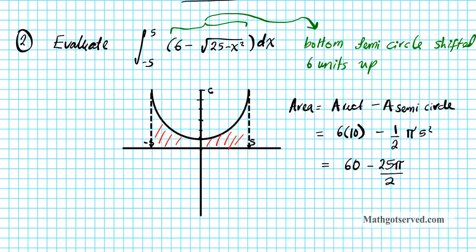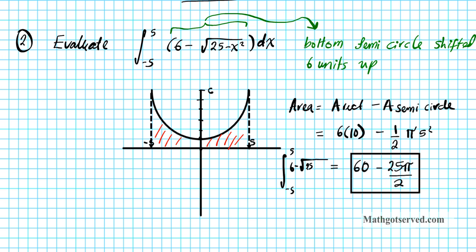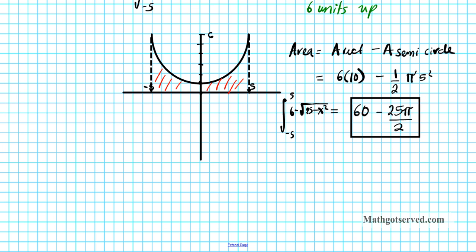So this is the value of the definite integral. Let's write on the left side of the expression what we're asked to find, the definite integral from -5 to 5 of 6 minus the square root of 25 minus x squared. So that's that. Alright, let's take a look at question number 3.